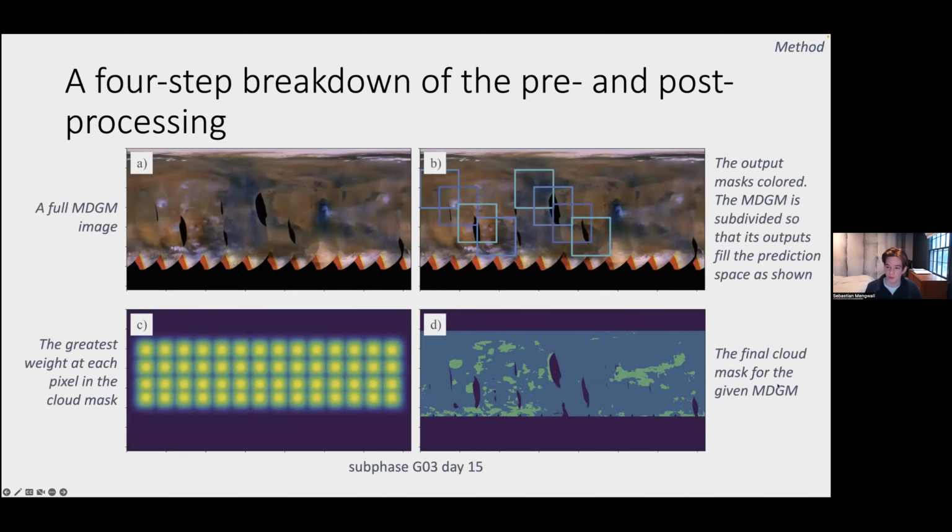And here's a good visual representation of what's actually happening. We have a breakdown of the pre and post-processing pipeline. First, in A right here, we have a full Mars daily global map image. This is an example image, subphase G03, day 15. We can see that there do seem to be some clouds around the Tharsis region, which is a very mountainous plateau on Mars. We also have some activity in the Hellas Basin, as well as some over here. These are what we would try to classify as clouds.